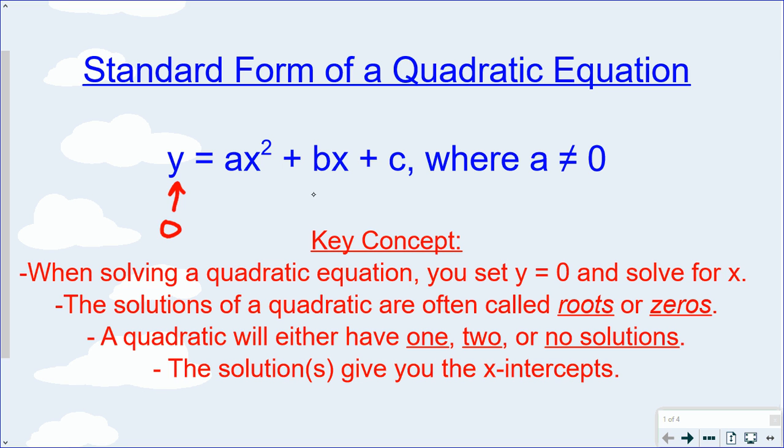And a quadratic will either have 1, 2, or no solutions. I'll show you an example of that in just a second. So keep in mind it could have 1 solution, 2 solutions, or no solutions. And the solution or solutions that you get are actually the x-intercepts. So what you're finding are the x-intercepts of the graph of that equation.